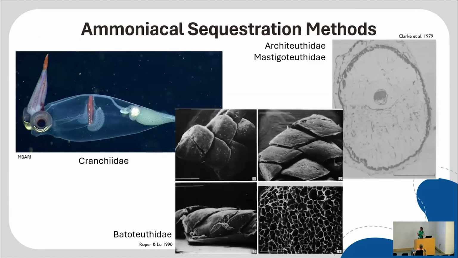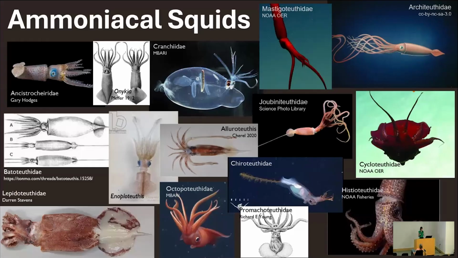So cranchiids specifically sequester their ammonia in their coelom, so in their mantle cavity. This is full of ammonia. Bathyteuthidae uses dermal cushions, so on their skin, that's where the ammonia is sequestered. And then other species use it in their arms and in their mantles. So these are just some of the examples of sequestration methods, but they're diverse.